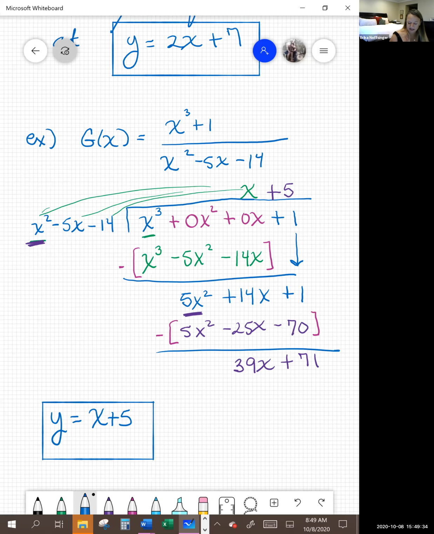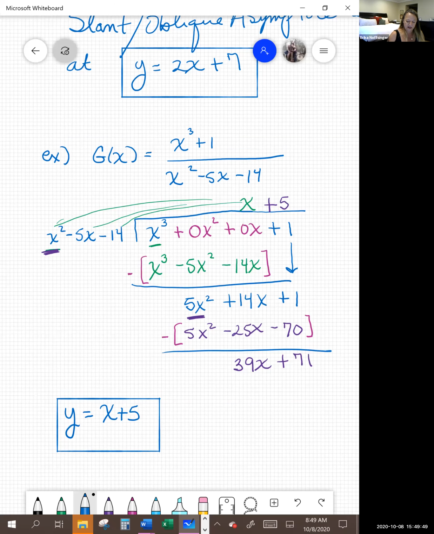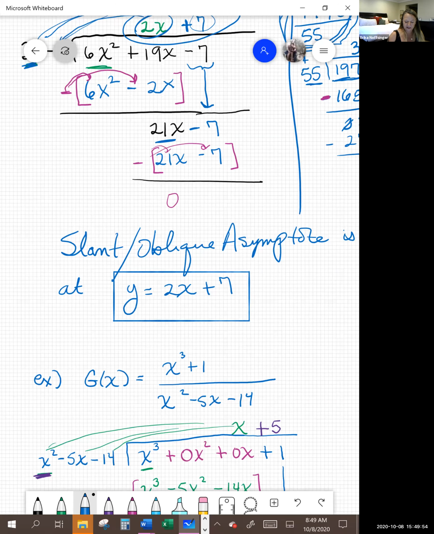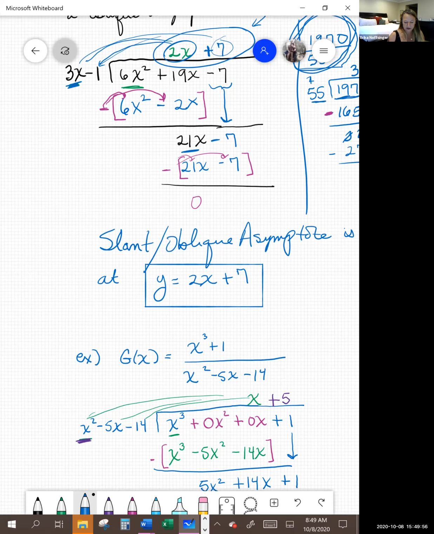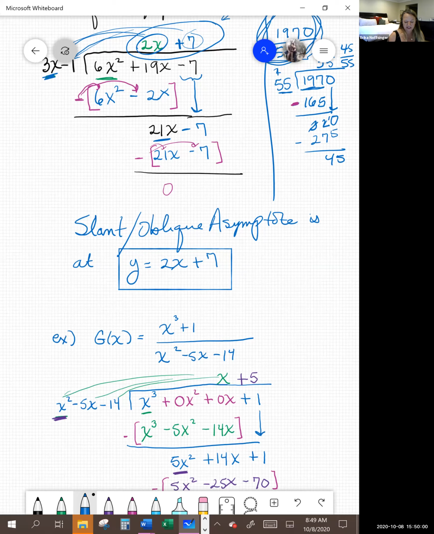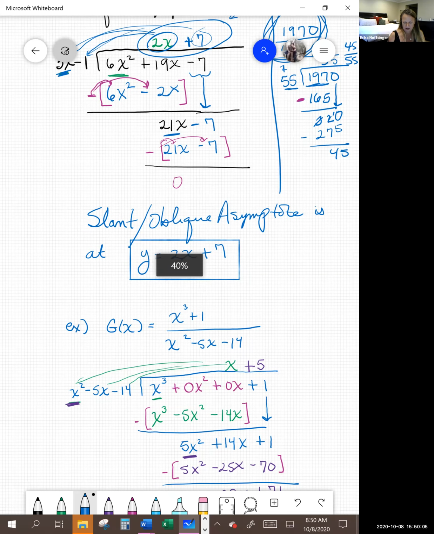So notice that we didn't get a remainder of 0. So this tells me that this here, x squared minus 5x minus 14, is not a factor of our numerator, x cubed plus 7. Whereas in that last example beforehand, it went in evenly because our remainder was 0. And so we could say our 3x minus 1 is a factor of our numerator.